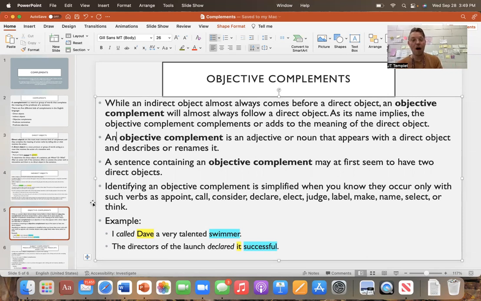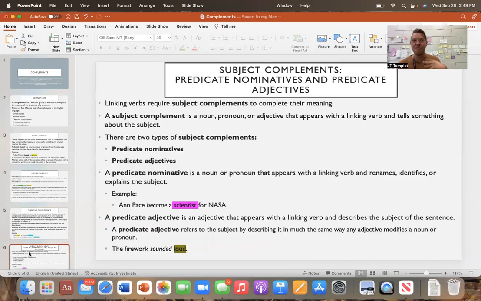So for example, I, our subject, did what? Called. Who or what did you call? Dave. What did you call them? A swimmer. The directors of the launch declared, what did they declare? It. What did they declare it? It was successful. So it's clarifying a little further our direct object or renaming it, right?